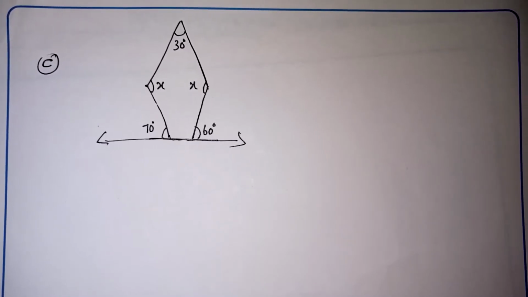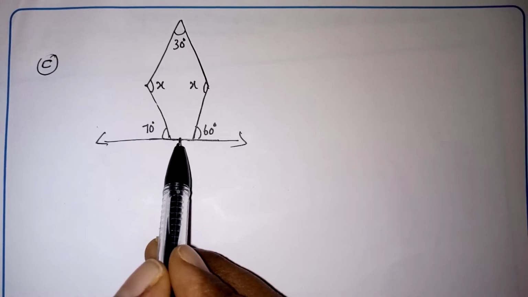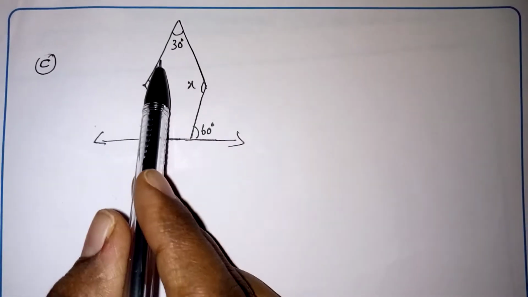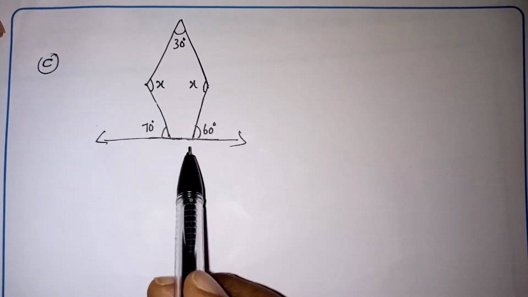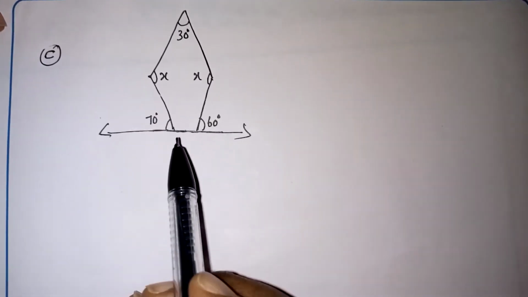So look at this diagram, student. This is our problem. Here this is a 5-sided figure: first side, second, third, fourth and fifth. Before going to find the angle sum, we must find all the interior angles.